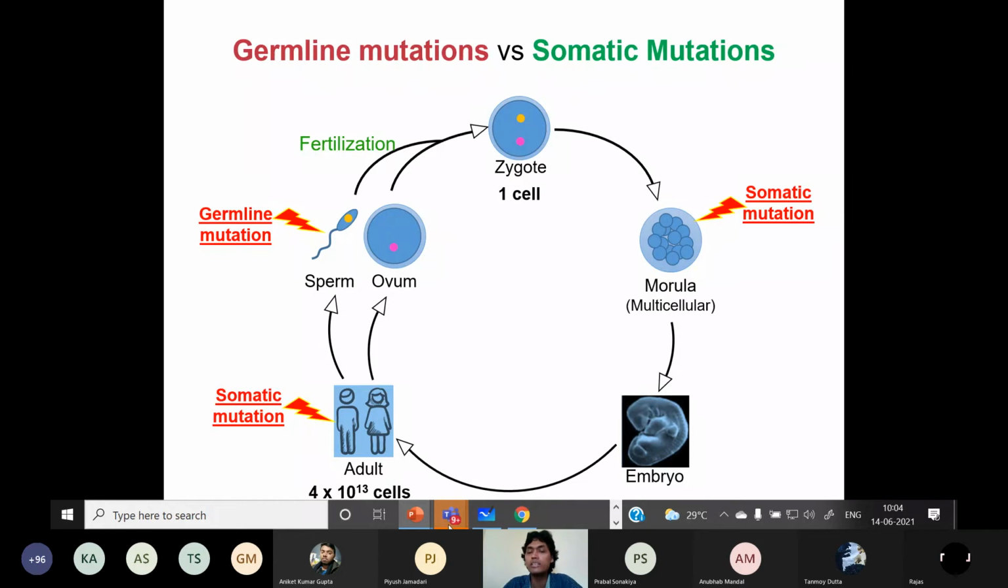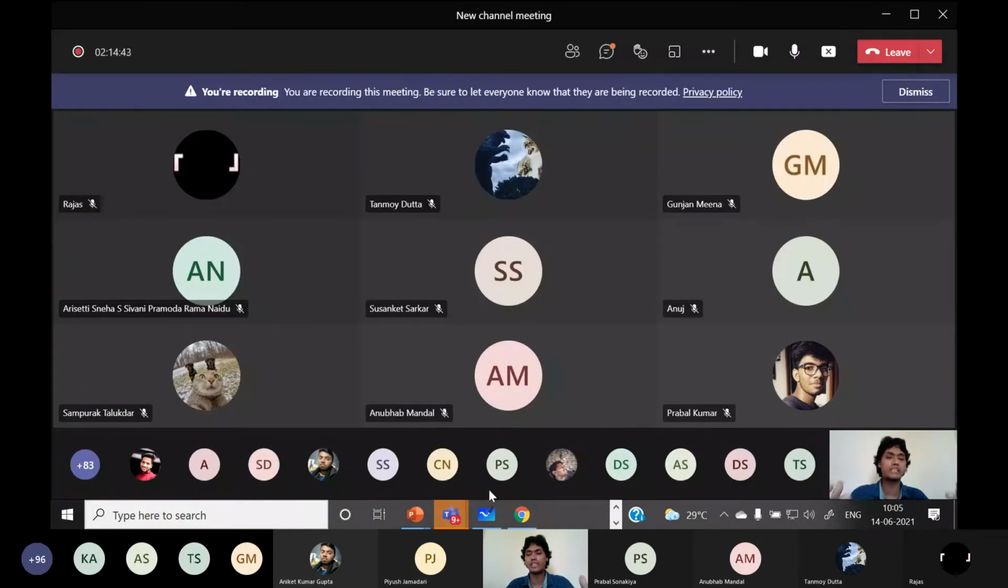Somatic mutation means what is that? During mitotic cell division, during normal DNA replication, some error happens, and for some reason our machinery cannot repair that problem. So that will accumulate in some cells in some localized portion. So uncontrolled proliferation will make some kind of tumor growth. Okay, those are the possibilities.